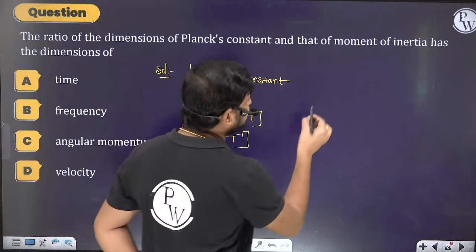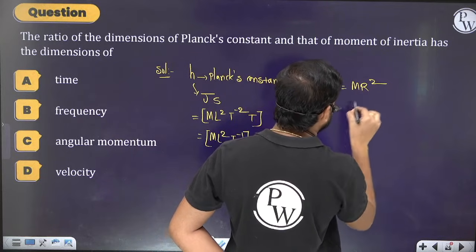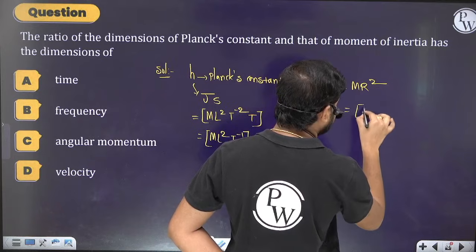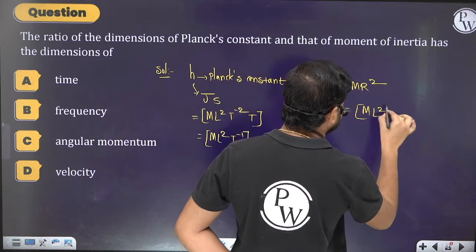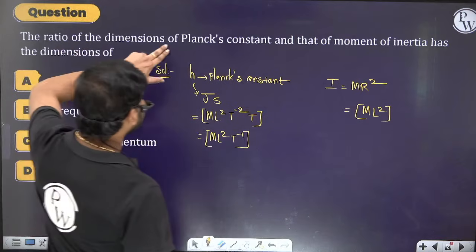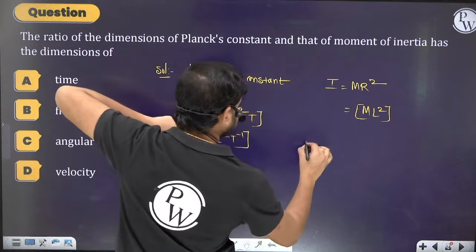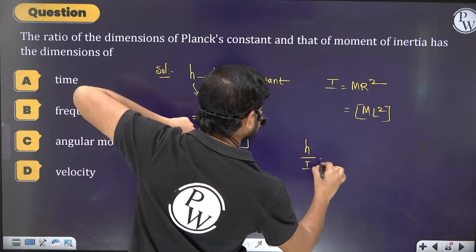And the moment of inertia, I is equal to m r square. What is the dimension of m? M. And r is L, so L square. So the moment of inertia is M L square. Now, what are they asking? The ratio of the dimensions of Planck's constant to that of the moment of inertia. So h by I dimensions, they are asking the ratio.